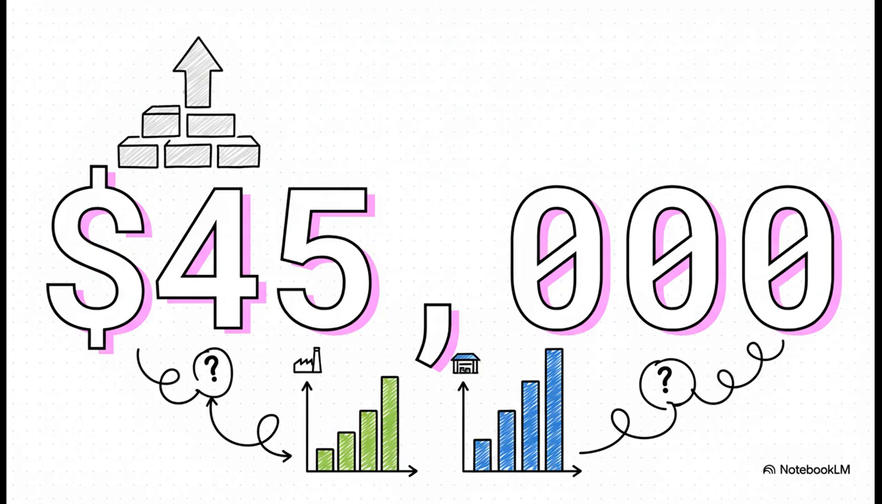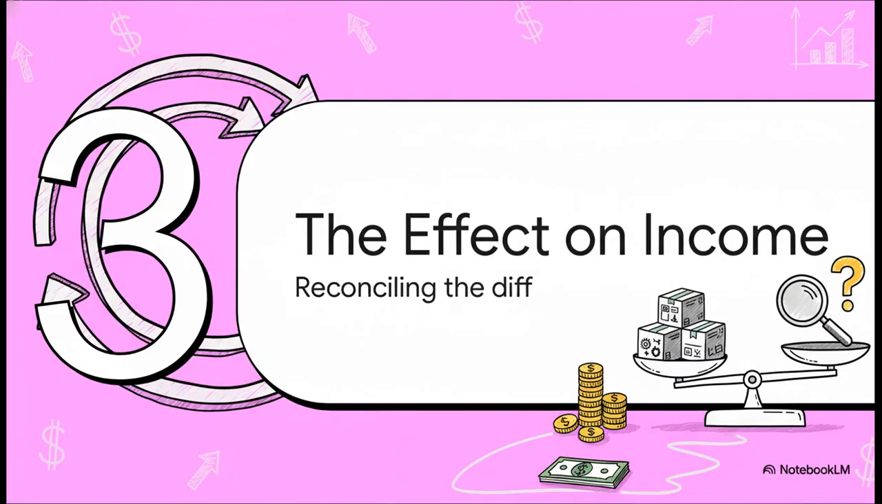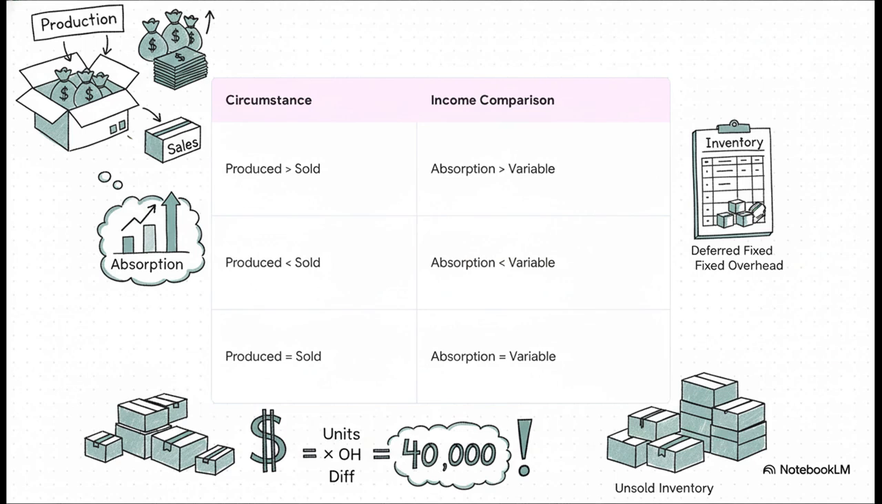Now that is a stark contrast to the $85,000 we just calculated under absorption costing. So, we have a $40,000 difference in profit. This isn't a mistake. It is the logical, predictable, and entirely explainable result of how each method treats fixed costs. So let's reconcile it. This table really says it all.